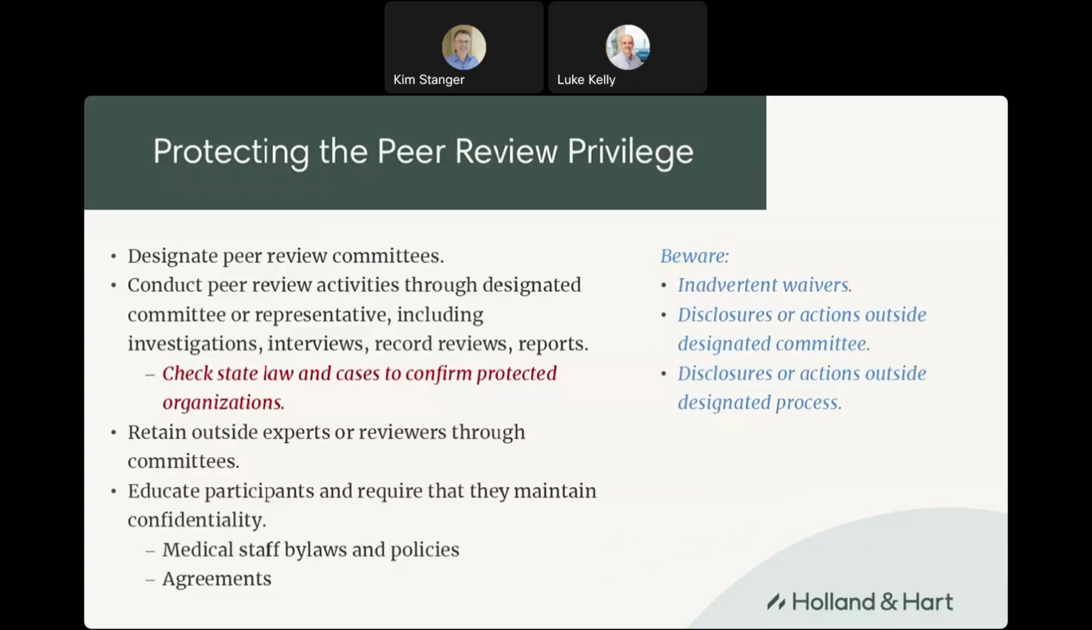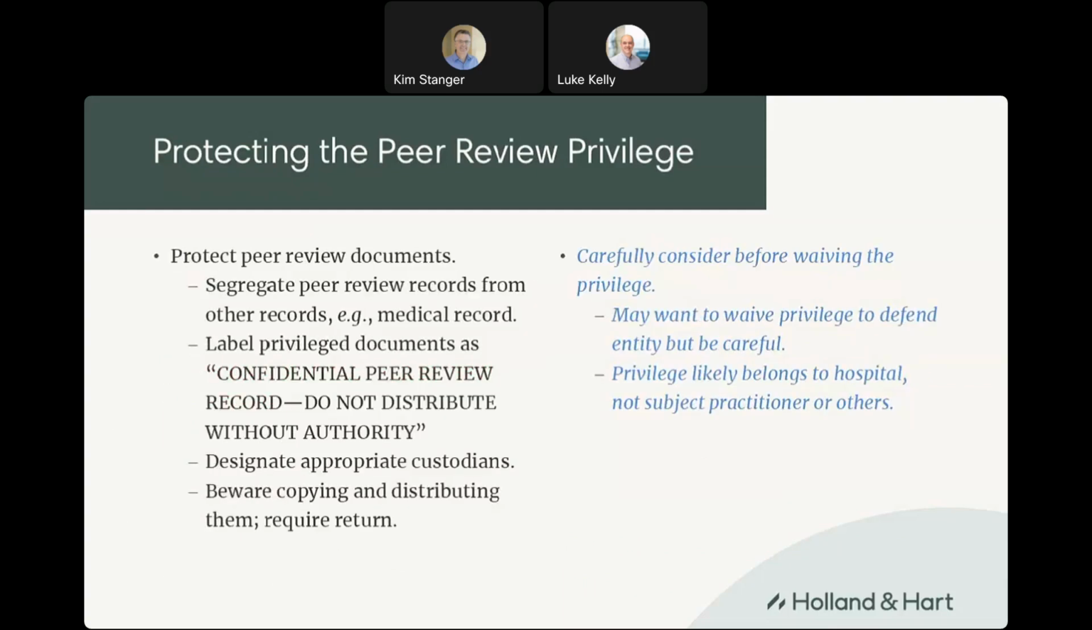You want to make sure you understand the rules in your particular state so that you can act to preserve that peer review privilege. That usually means making sure that you designate your credentialing and other entities who are performing those services on your behalf as a peer review entity under the applicable state law. You conduct peer review activities, which includes credentialing, corrective action, everything like that, under the scope of those peer review committees so that you maintain the peer review privilege.